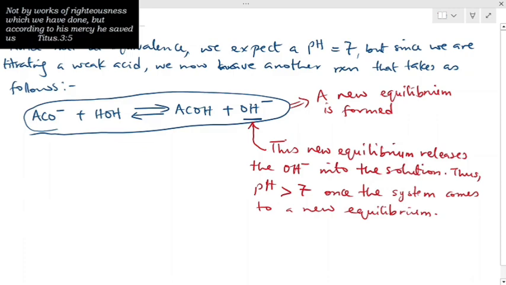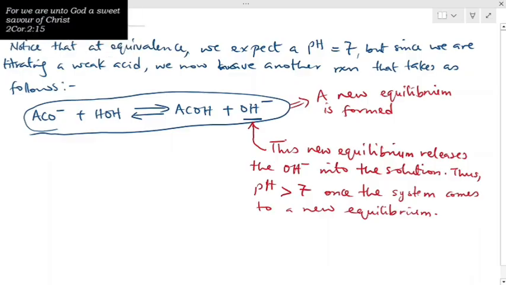Yes, that's basically it. So from the illustrative diagram we previously had, when a certain amount of OH minus has been added, you have what you call the equivalence point.